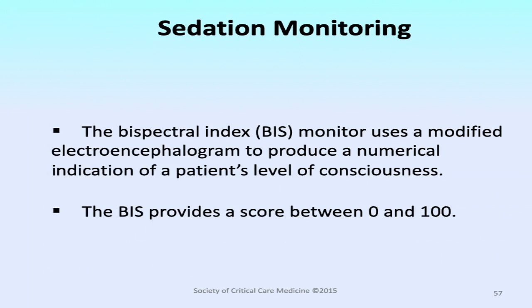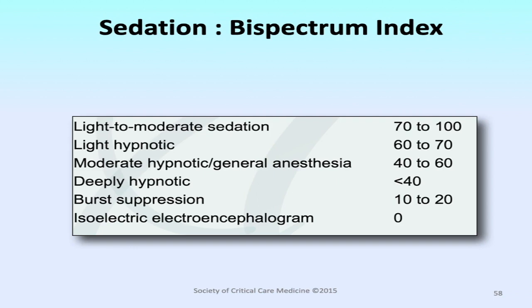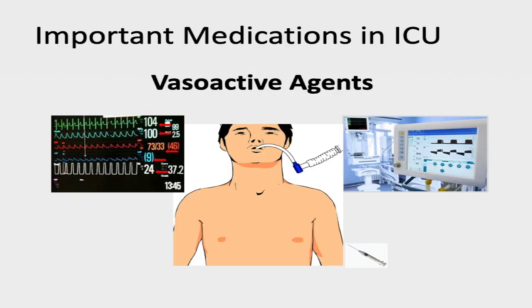Sedation monitoring, very important. In neuromuscular blocking agents, we have to monitor what we call the bispectral index. This is like a mini EEG to produce numerical indicators for the patient's level of consciousness, and it is from 0 to 100. And the best one we usually use for moderate hypnotic general anesthesia is 40 to 60. So usually when we prescribe our neuromuscular blocking agent, we mention this number to be on the same page with the nurse, and we can titrate the drug.